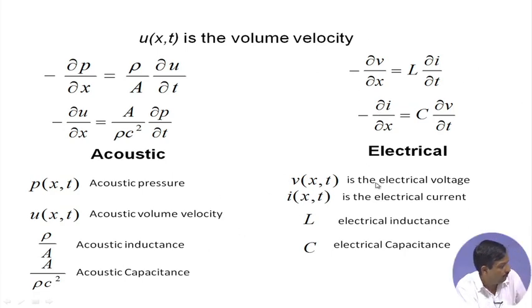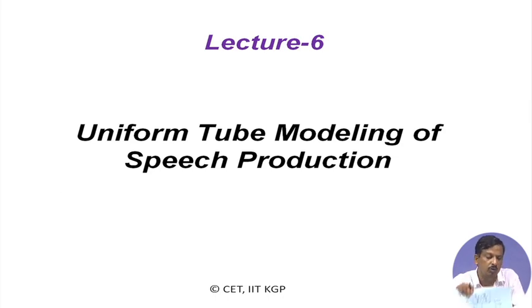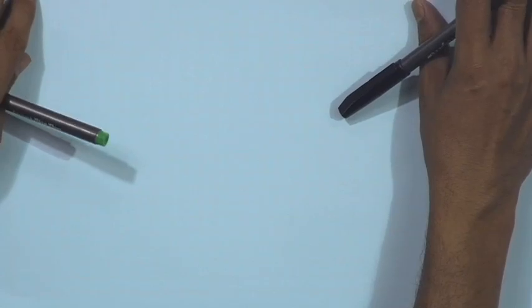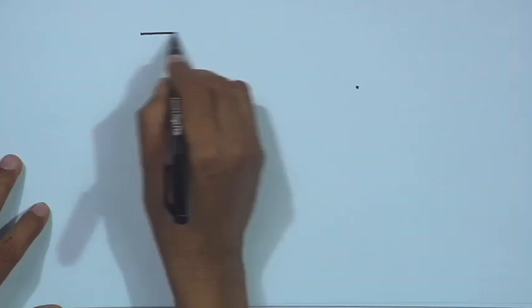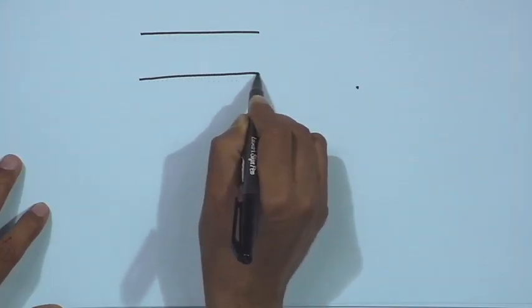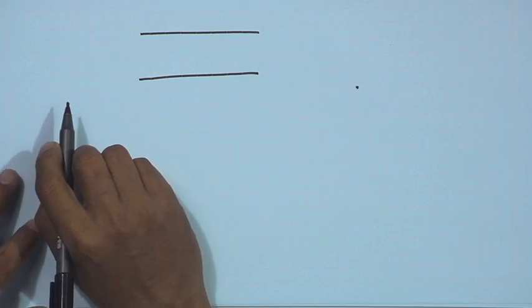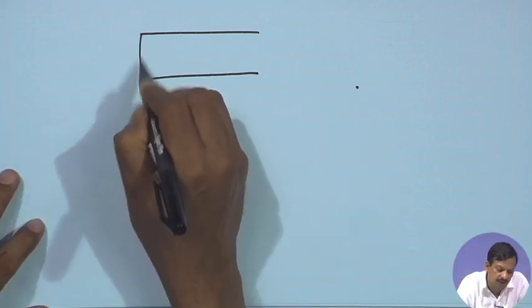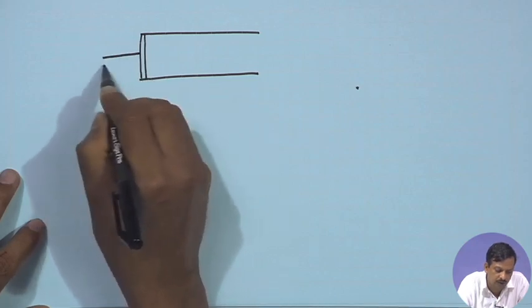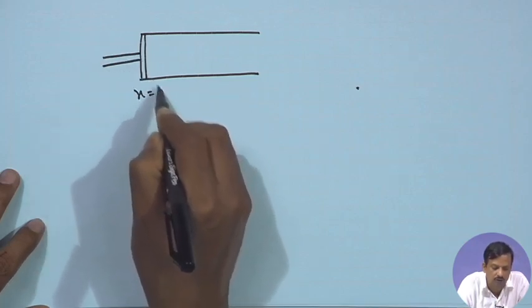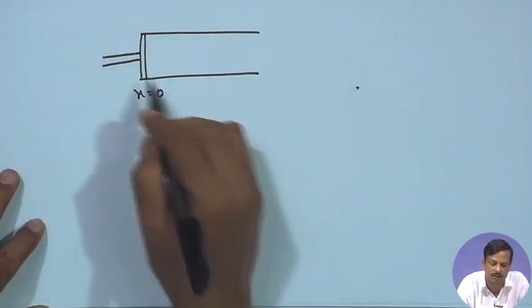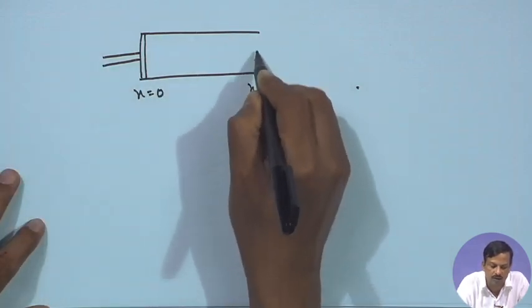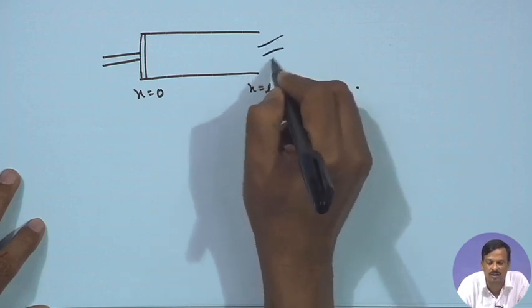Okay. Now, if I know the equation, I can also draw an analogous electrical transmission line. This is the same as a lossless electrical transmission line. What I want to do is find the transfer function of a uniform tube. This side is the vocal cords, which act as a piston, and x is equal to 0 is where the force is applied in the tube, and x is equal to L is where the tube radiates the sound energy in the air.